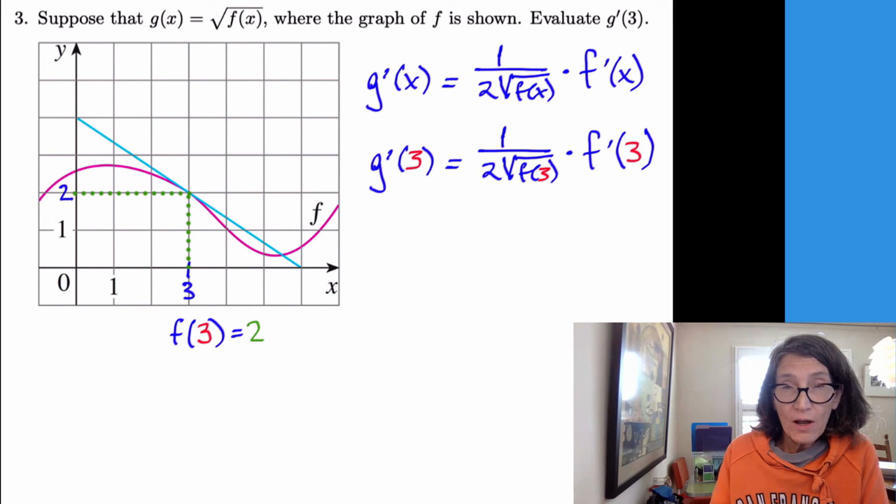And then we need f prime of 3. So lucky for us, the tangent line is already drawn for us at the point x equals 3. So all we need is the slope of that tangent line. The slope of that blue line. That blue line is the tangent line at x equals 3, so f prime of 3 is just the slope of that line. The slope of that line we can get by looking for the change in y and the change in x. The change in x is positive 3, the change in y is negative 2. So we get negative 2/3 for the slope. That's f prime of 3.